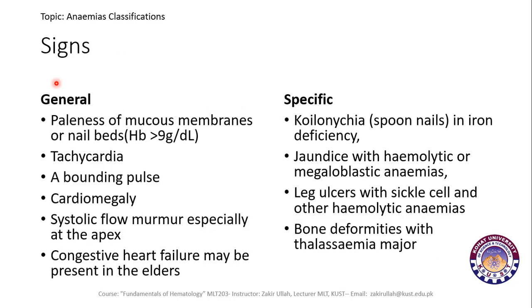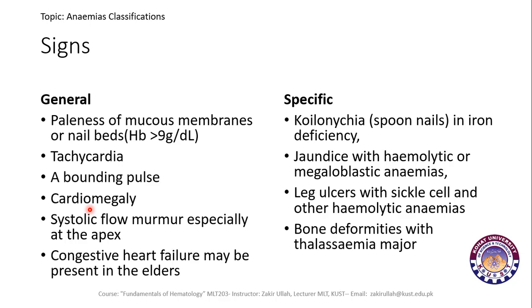So these are the symptoms in anemic patients. The signs may be general or specific. The general signs include paleness of the mucous membranes or the nail beds when the hemoglobin concentration goes below 9 gram per deciliter. There is also tachycardia, an increase in heart rate above 100 beats per minute. Due to this tachycardia the pulse is bounding and easily palpable.